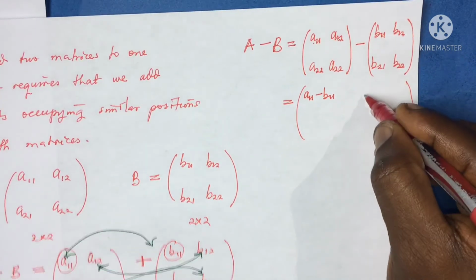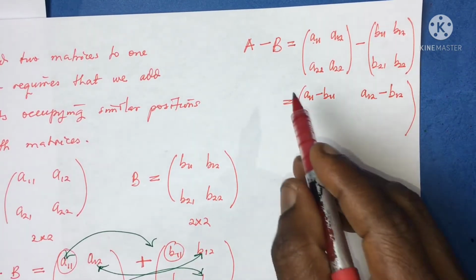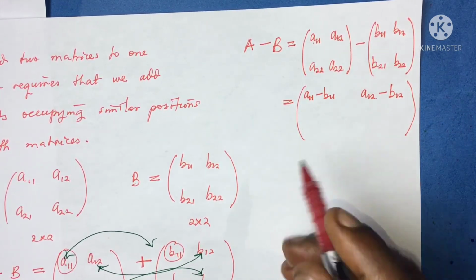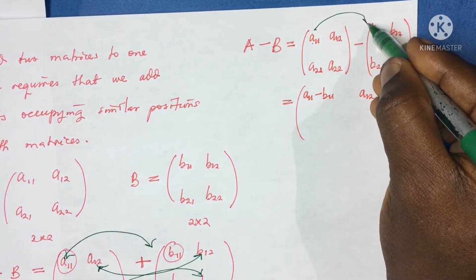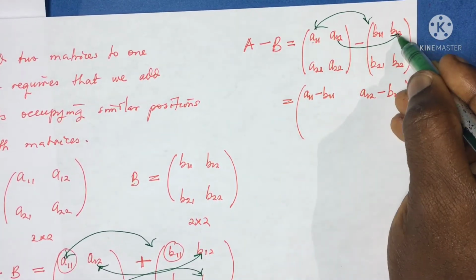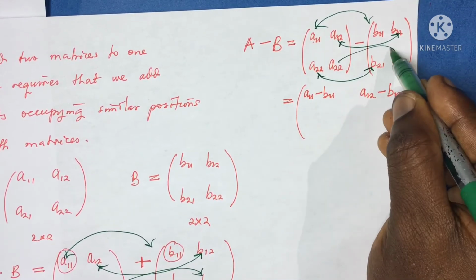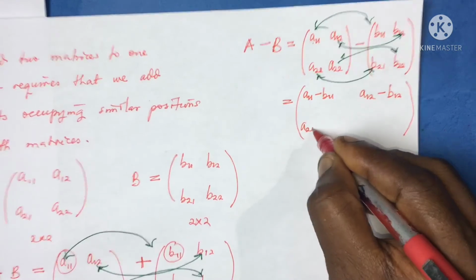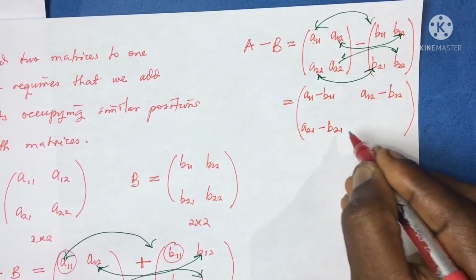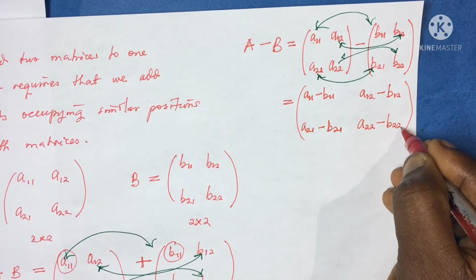A12 minus B12. Now, why this is happening is because both elements I'm taking are of the same order. So this goes to this, okay? And this goes to this. This will go with this, and this will go with this. So this becomes A21 minus B21. This will be A22 minus B22.